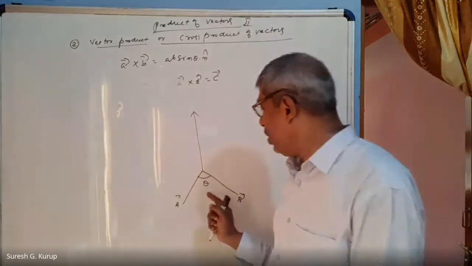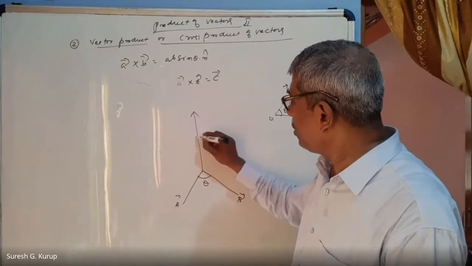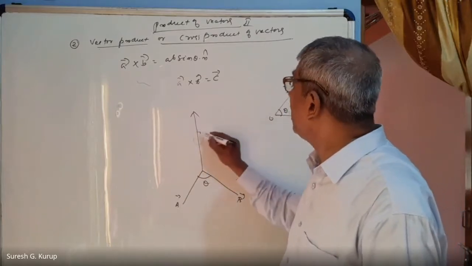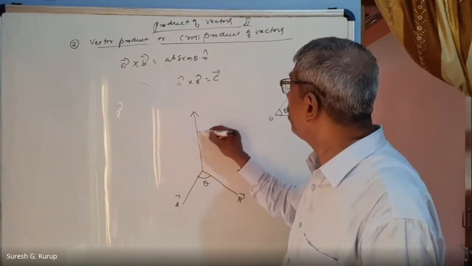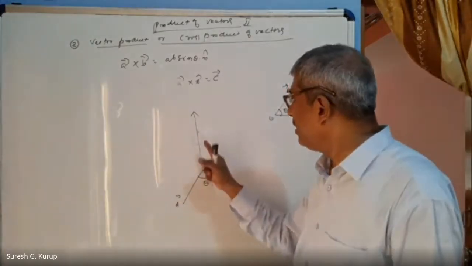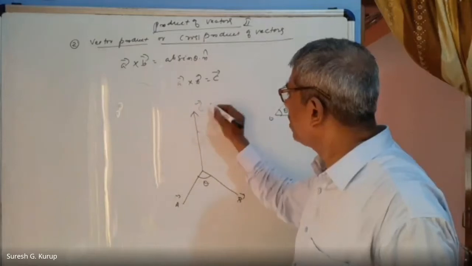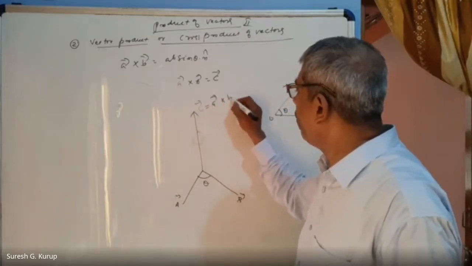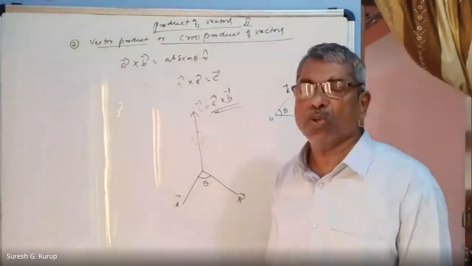So the direction of the vector is rotated in this direction as shown in the figure. It is like this, it is rotated. Right-handed orientation is rotated. Then this is the direction of vector C. Vector C is equal to vector A cross vector B.